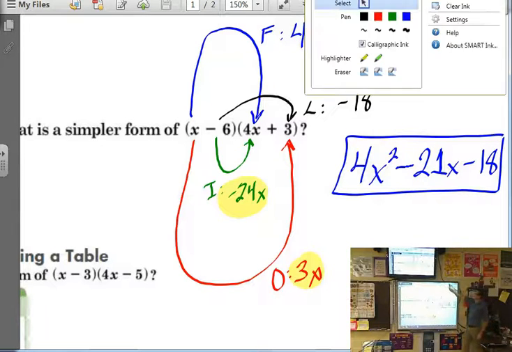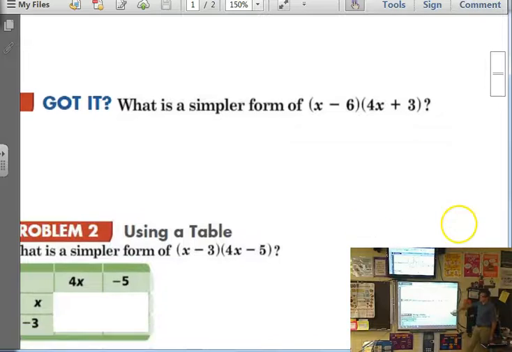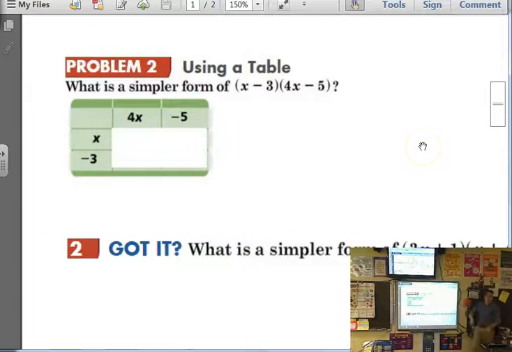So now we're going to do this through the array method, which we also just call using a table. But now with the new math standards, we've called it the array method because we have one of our polynomials going in array one direction and one going the other direction. Then we use the table to solve out.